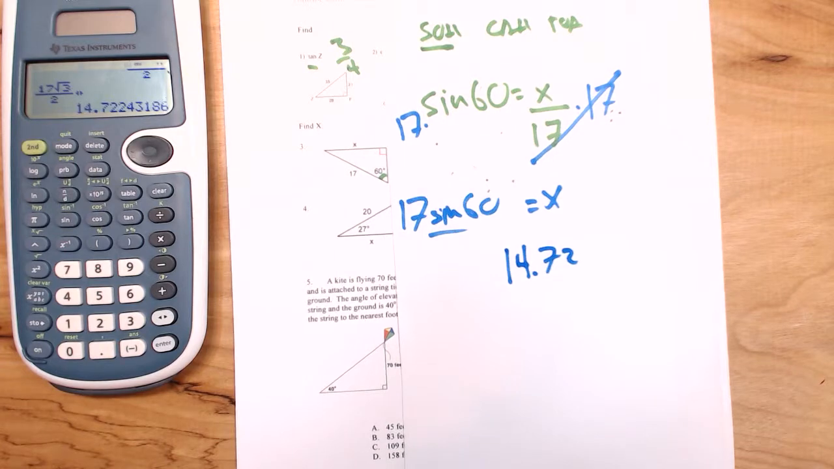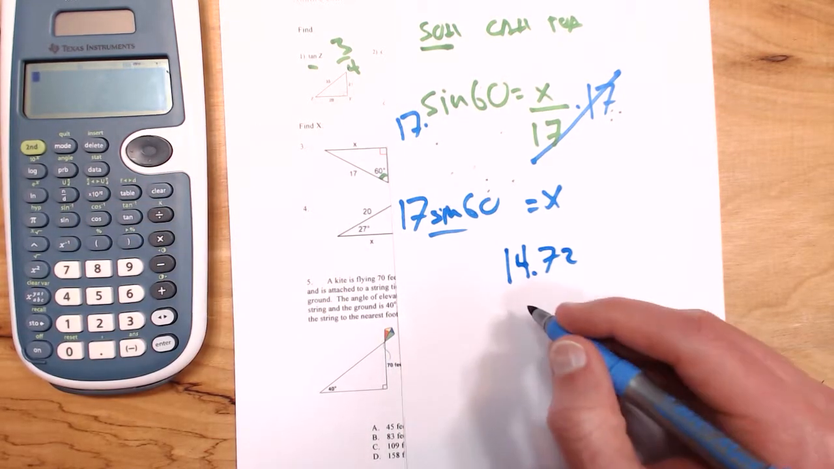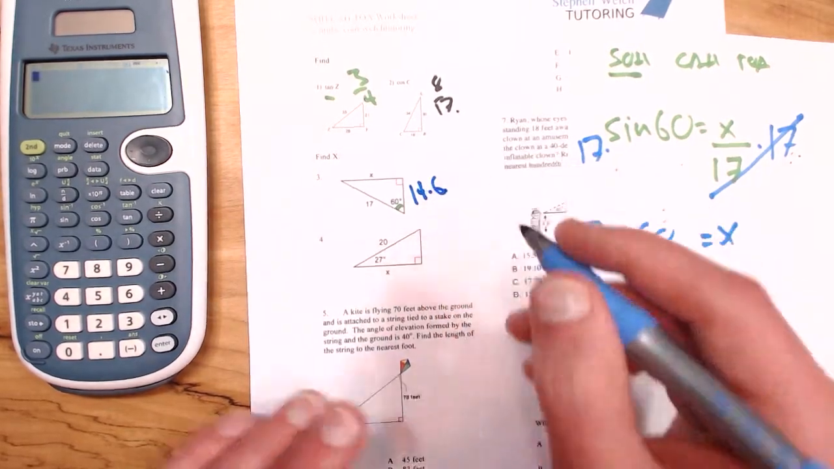Here it says 14.6. That's close enough, but I'm a little curious as to why it wasn't exactly the same. That's close enough for now. Let me show you one thing really fast.